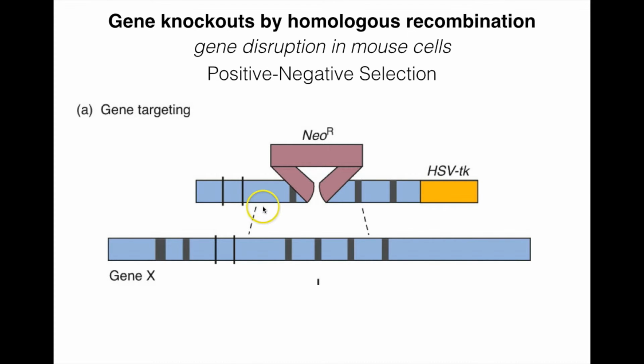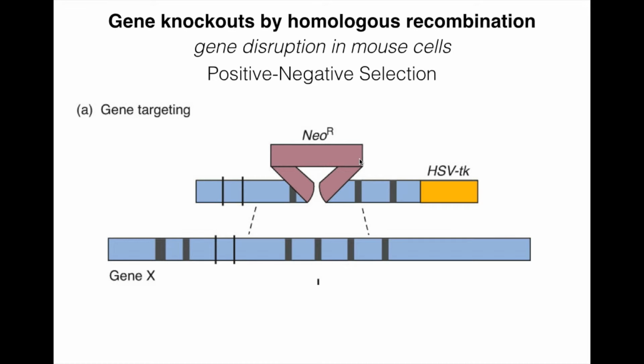When we have recombination, it is going to be in between these regions of homology. So here our homology is to this area, and here our homology is to this area, and this is the area of the gene that the neo resistance cassette will replace.